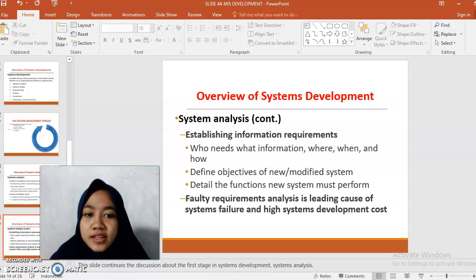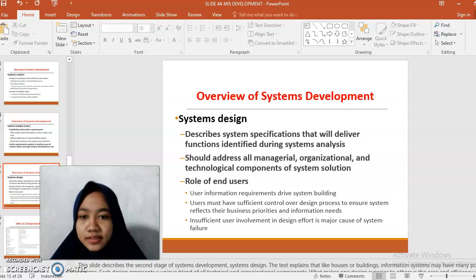Establishing information requirements: who needs what information, where, when, and how. Define the objectives of the new or modified system. Detail the functions the new system must perform. Faulty requirements analysis is a leading cause of system failure and high system development costs.